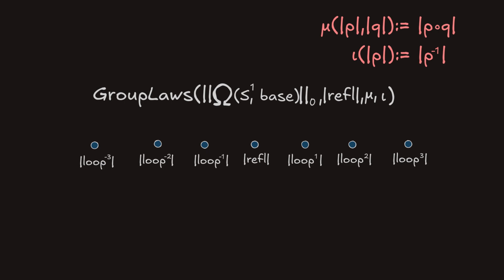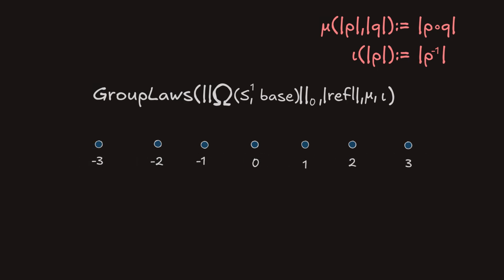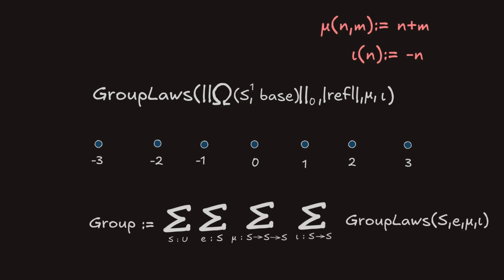If we relabel these terms as numbers, then the composition rule corresponds to addition, and the inversion rule corresponds to negation. It now becomes clear that the group we have just defined is none other than the integers. We now know how to construct groups in Homotopy Type Theory.